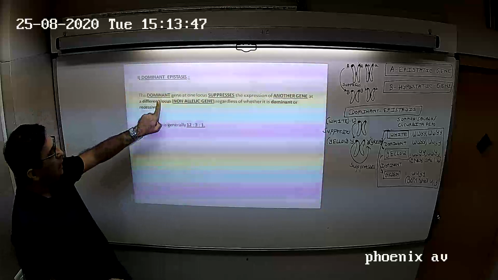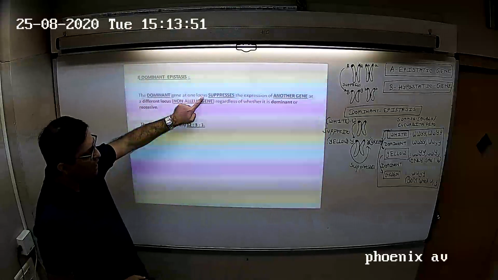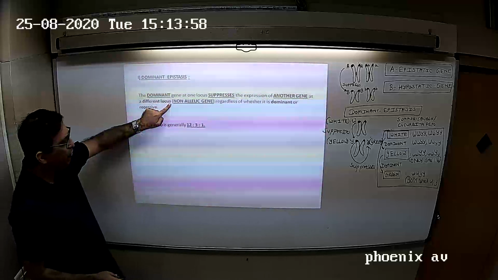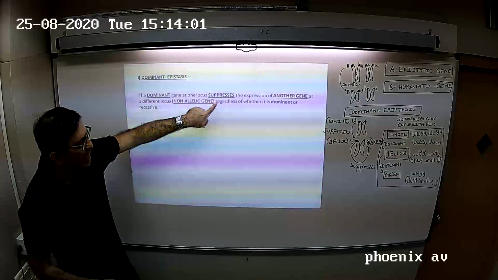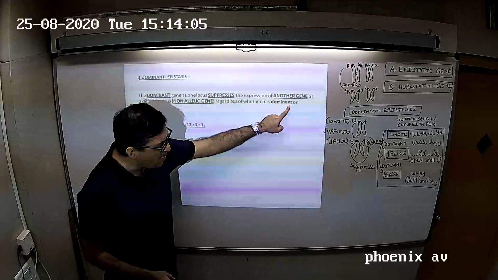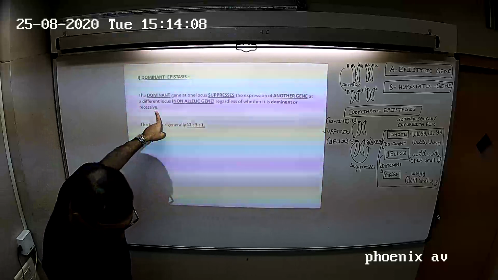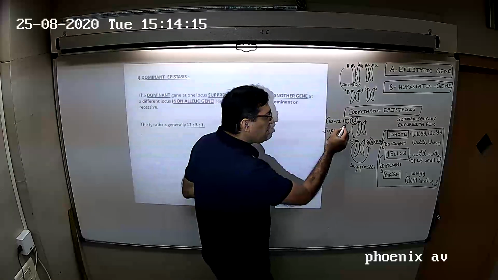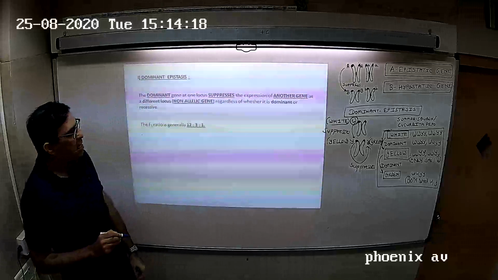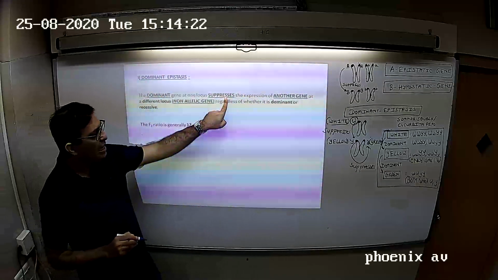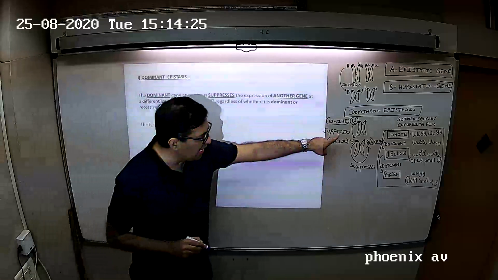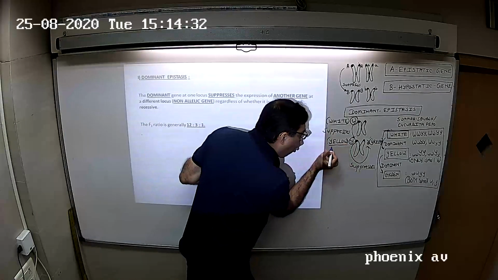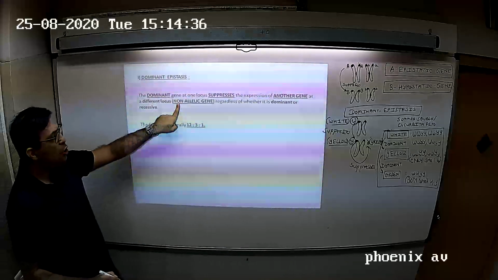Dominant epistasis: the dominant gene at one locus suppresses the expression of another gene at a different locus, a non-allelic gene, regardless of whether it is dominant or recessive. So, check this again. A dominant gene, capital W, for white color, suppresses another gene, capital Y, for yellow color, and that is a non-allelic gene.